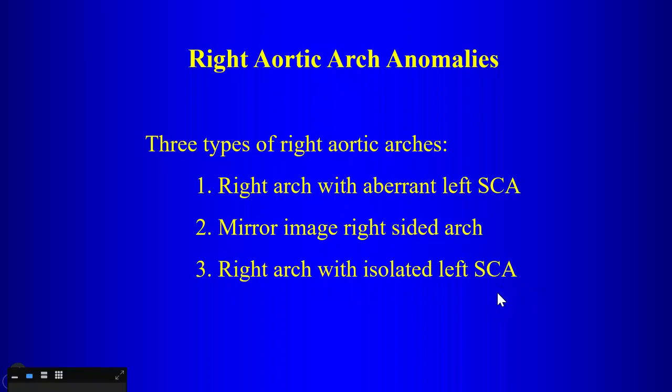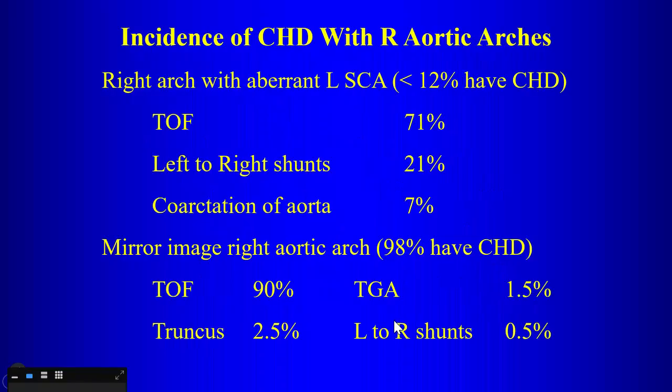Right. So it's very important when you see a right aortic arch, follow the vessels. What kind of arch is it? Right? You don't want to miss this. Right arch with interrupted or isolated left subclavian. So for right arch with aberrant left subclavian artery, less than 12% will have congenital heart disease. So here are some of the congenital heart diseases that might be associated with that. But for all intents and purposes, if you have an adult patient with the right arch, it's usually going to be a right arch with an aberrant left subclavian.